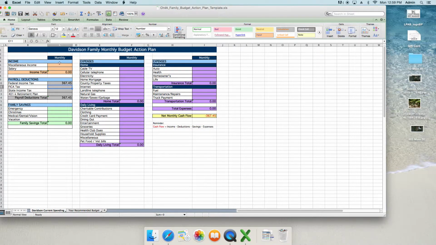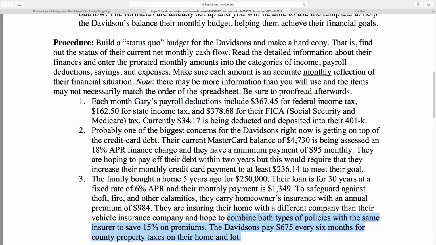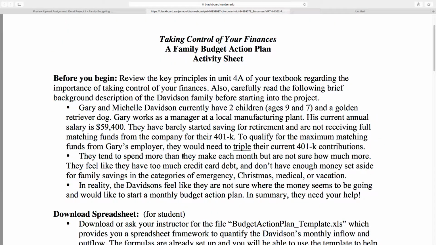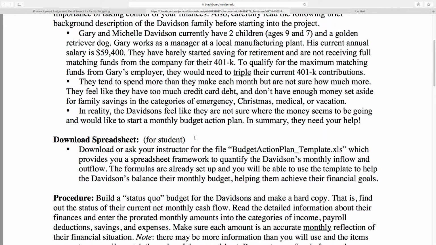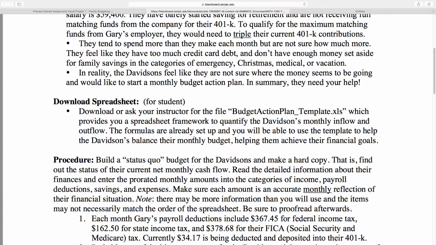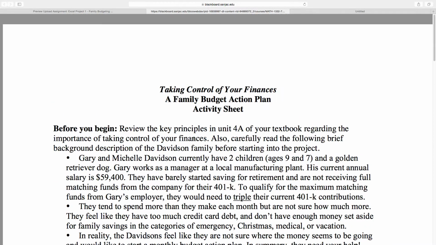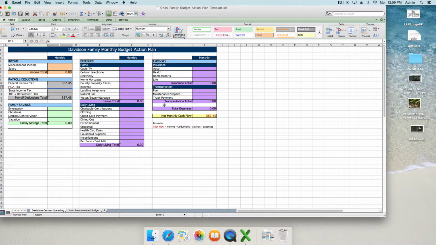I skipped over their income, his salary. I can go back and do that. We are told, where is it? There it is. We are told that his annual current salary is $59,400. Now, what you need to understand is this is a monthly budget. So he does not make $59,400 every month. That would be the dream, right? He makes that in a year.